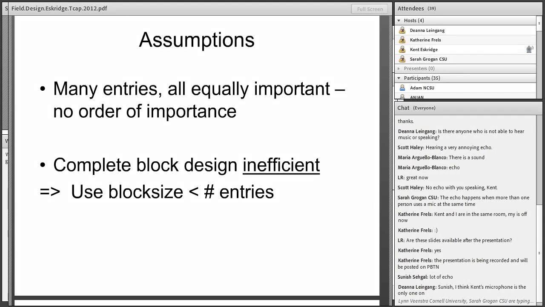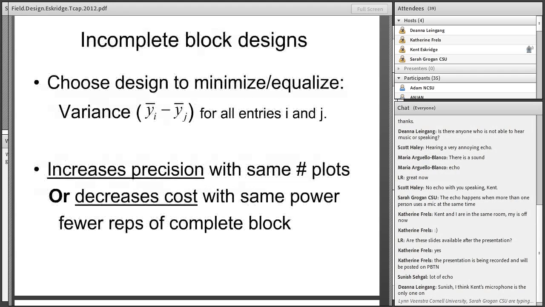And so you need to use block sizes that are quite a bit smaller than the number of entries you have to evaluate. Okay, so we'll first talk about incomplete block designs.